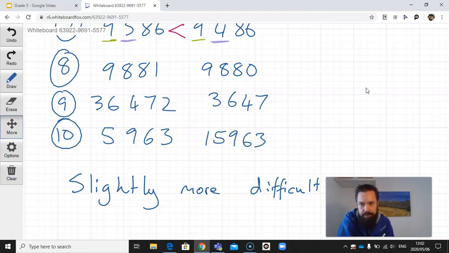I'm looking at number 8. I start by looking at my biggest, which is the thousands. They're the same, so I need to look at the next one along. Still the same, going to need to look at the next one along. Still the same, next one along, 1 and 0. I can see that 1 is bigger than 0, so my open side faces towards the 1. And my answer is that 9,881 is greater than 9,880.